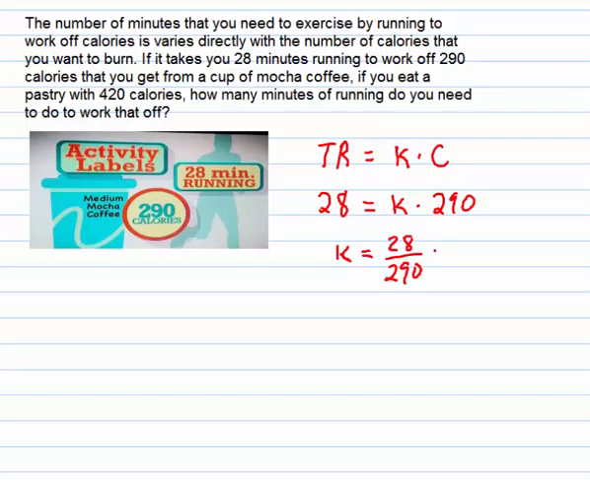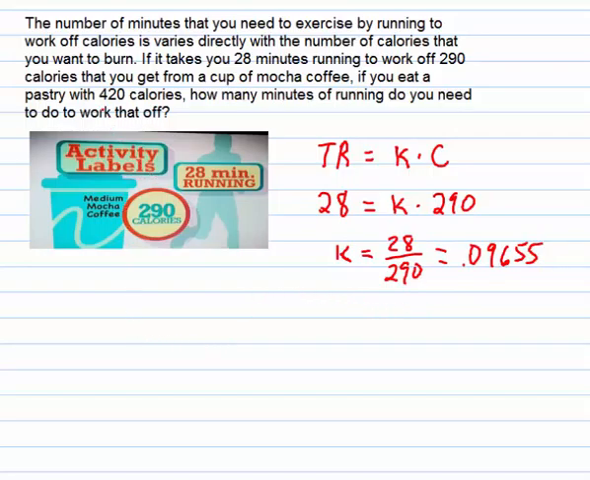And we don't really have to simplify that. We could write it as some decimal. And that decimal is just equal to, take our calculator out, 28 divided by 290. And we could write this as 0.09655. So there's our constant.